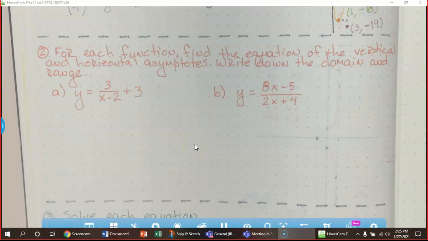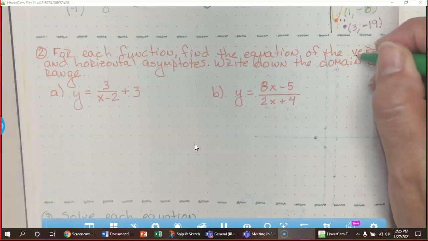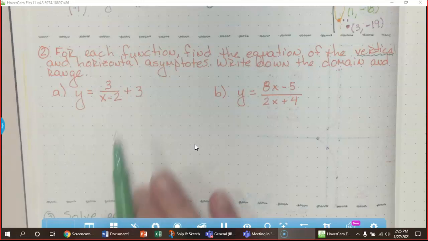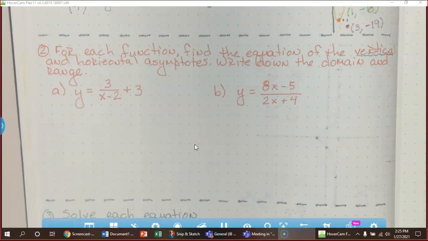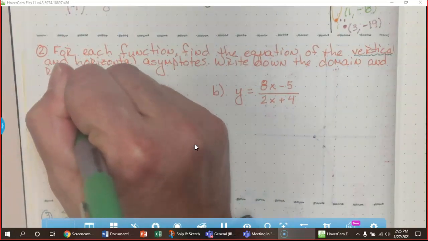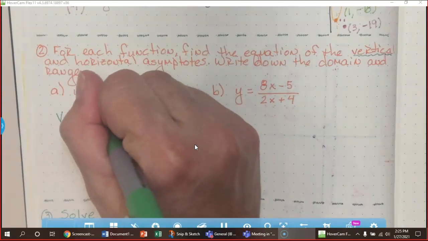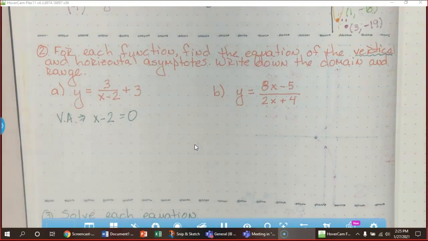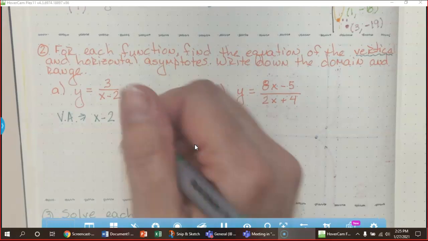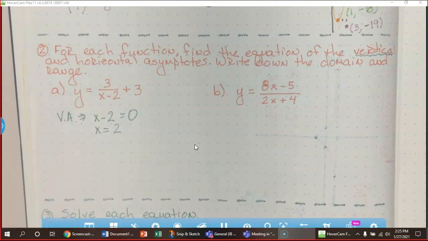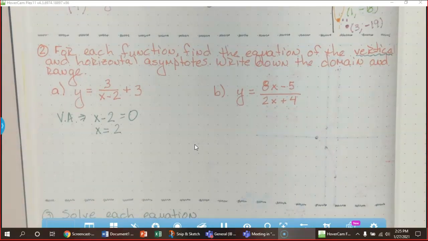Okay, so we said that we have to find a vertical asymptote because that is when my function does not exist. The only times my function does not exist is when the denominator equals 0. Okay, so I'm going to take this one for my VA, and I'm going to say that occurs whenever x minus 2 equals 0. And x minus 2 equals 0 whenever x is 2. There's my vertical asymptote.